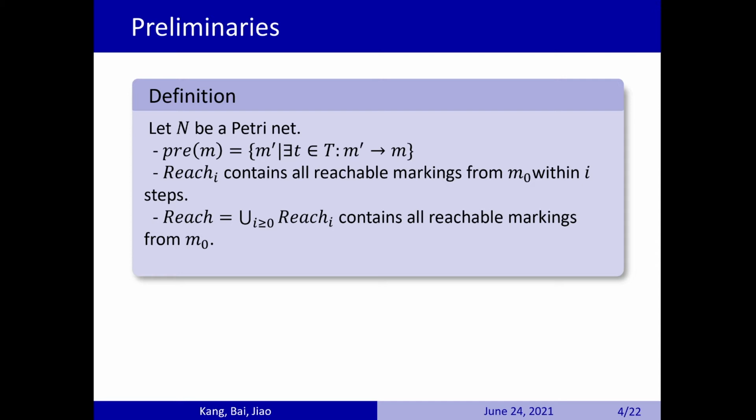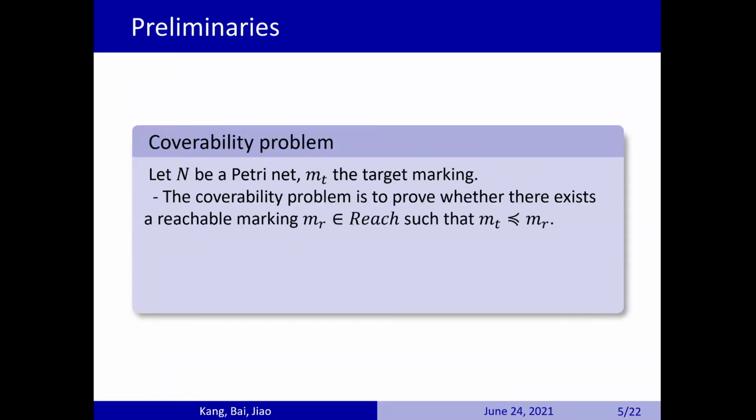Reach(i) contains all reachable markings from the initial marking within i steps. Reach contains all reachable markings from the initial marking. The coverability problem is to prove whether there exists a reachable marking MR from the initial marking such that the target marking MT is less than or equal to MR. If such a marking exists, then we say the target marking is coverable, otherwise uncoverable.